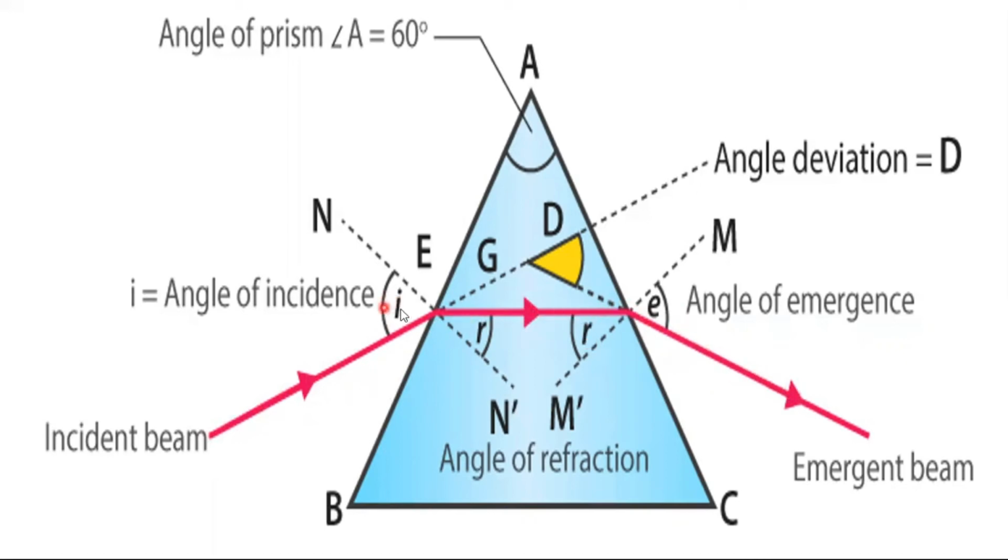You will see various terminologies. You can see I here. This I is the angle of incidence. R is the angle of refraction. And if you see this portion, this is the angle of deviation. That means this is the angle through which the incident ray has deviated. Originally it was moving in this direction, now it is moving in this direction. So through what angle has it deviated? It has deviated through this angle, which is the angle of deviation, represented by capital D.